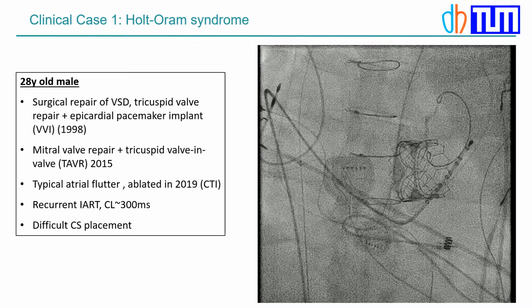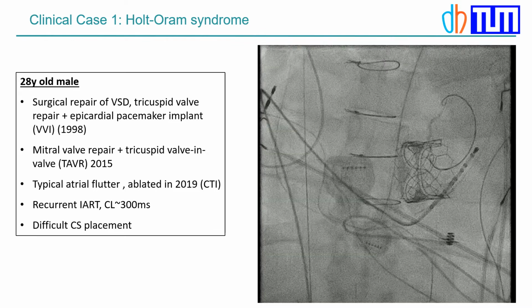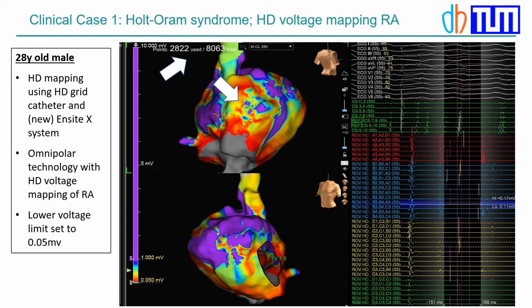of 300. You can appreciate that the CS catheter placement was quite difficult, looking at the position of the CS catheter. If you look now at the high-density mapping of this right atrium, you can see here two views. One is right lateral to a little bit right posterior, and here a more or less classical LAO view. You look here at the voltage mapping, which was performed with the HD Grid catheter with the omnipolar technology, which provides an even higher resolution of the electrograms.